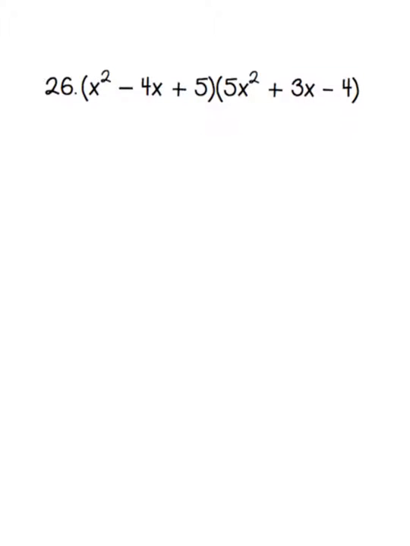On problem 26, I'm going to be multiplying each term in the first polynomial by each term in the second polynomial. So when I begin, I will be taking the first term, x squared, and I'm going to start by multiplying it by the first term in the second polynomial. So x squared times 5x squared is going to give me 5x to the fourth power. And then I'll multiply x squared times the second term, 3x, and that'll give me a positive 3x cubed. And then x squared times negative 4 is a negative 4x squared.